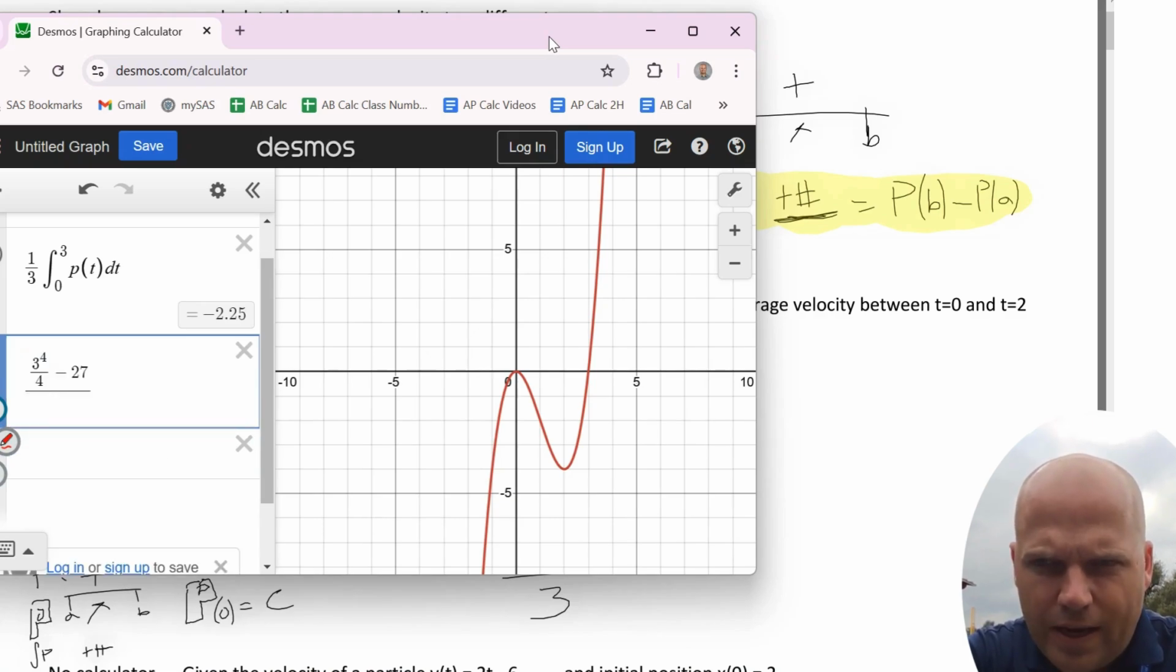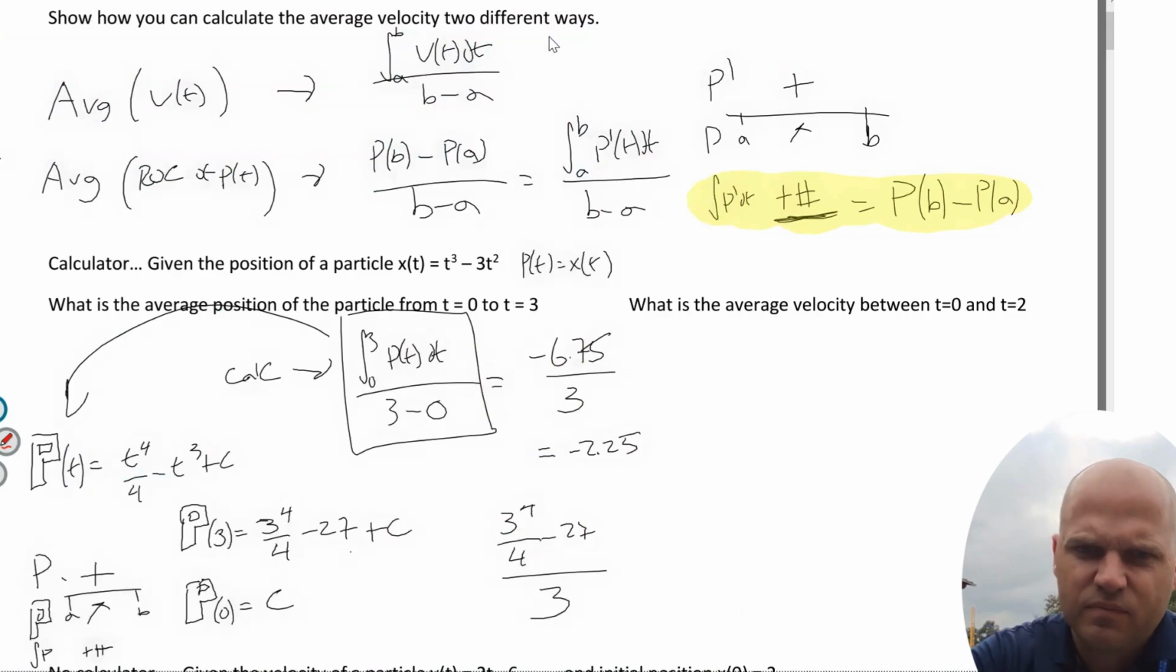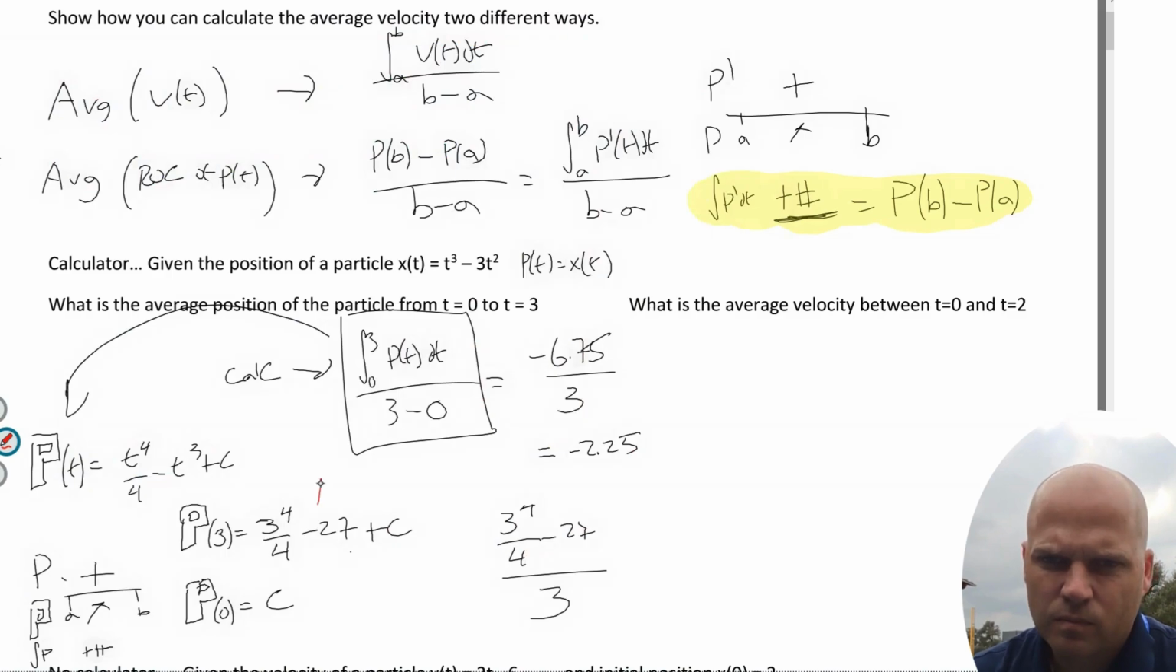You shift and highlight it all and then press the division symbol. Divide by 3, negative 2.25. So here's my no calculator approach. I look at the change in the antiderivative to get the accumulation of the original thing.